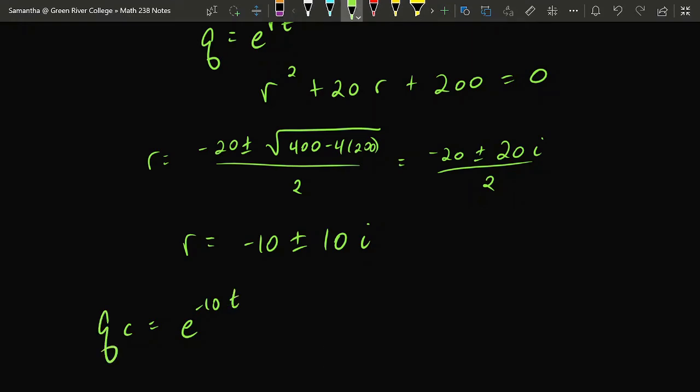c1 e to the negative 10t cosine of 10 times t. That's our first linearly independent solution. And c2 e to the negative 10t sine of 10t.